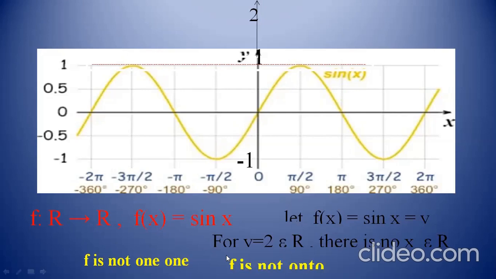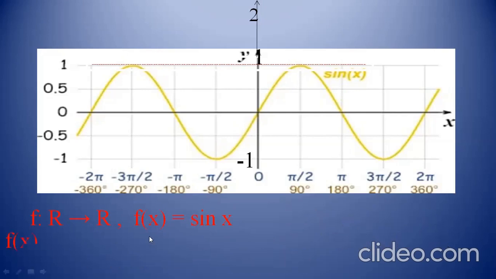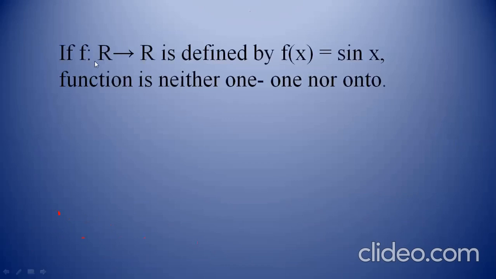Now we know very well that sin x is neither 1-1 nor onto over its natural domain and range. Natural domain and range means it is from R to R. So we can say that f, a function from R to R defined by f(x) equal to sin x, is neither 1-1 nor onto.